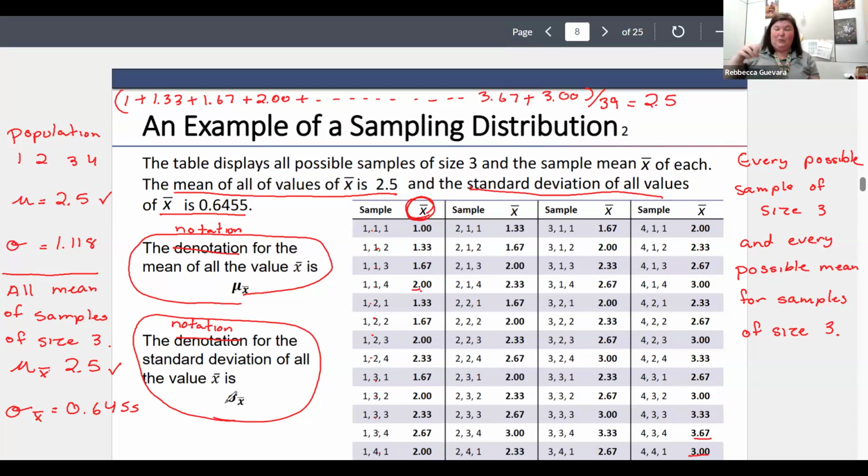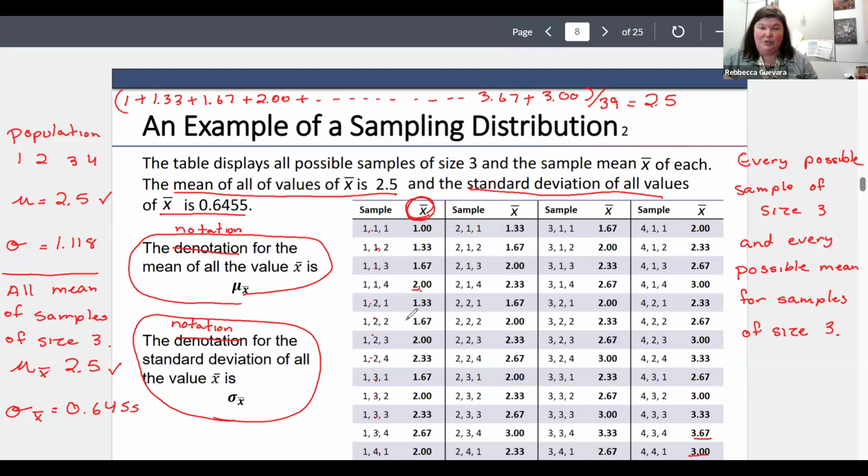So what we have done here is we took every possible sample that exists. I found every possible mean that those are going to make. So I have all the means of all my samples of size 3. And when I take all those and find their mean, that is going to be the mean of all my x bars, the mean of all my means. I can also find a standard deviation, which is the standard deviation of all my means, or the standard deviation of all my x bars.